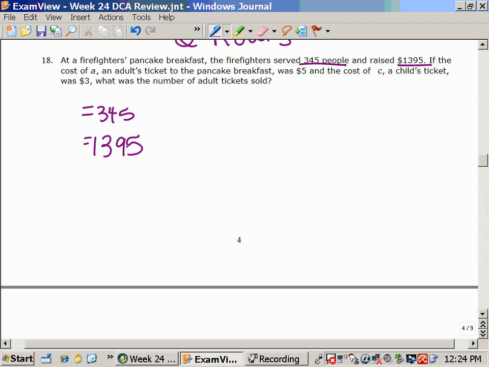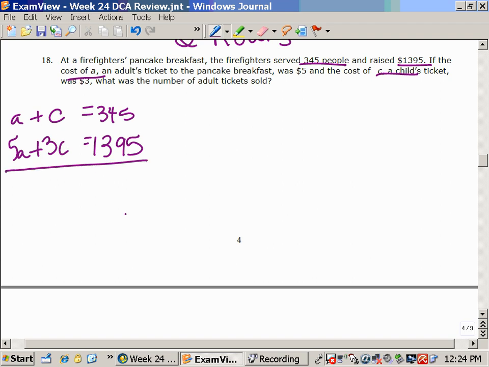All right, so what kind of people? I have adults and child. Okay, then it tells me that the adult's ticket is $5, so I have to put the 5 in front. A child's ticket is $3, so I have to put the 3.